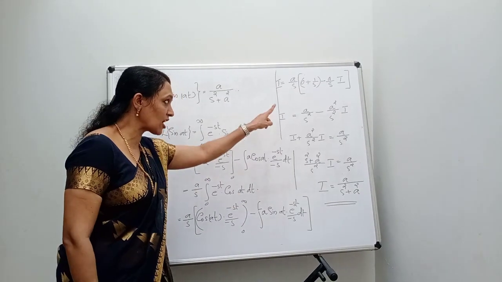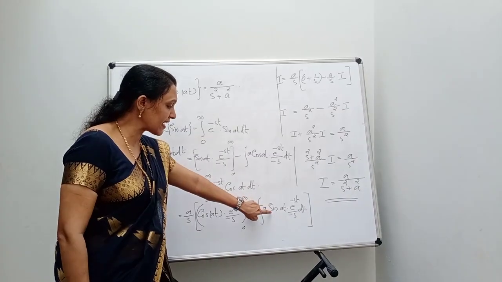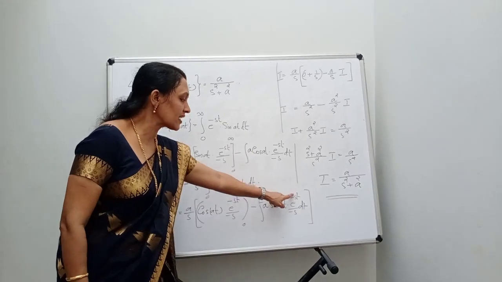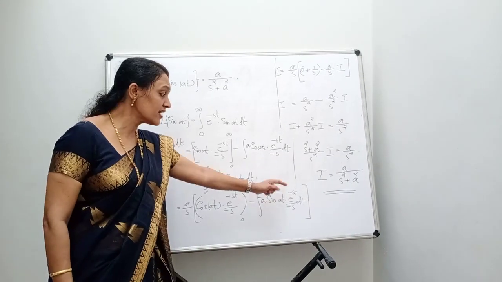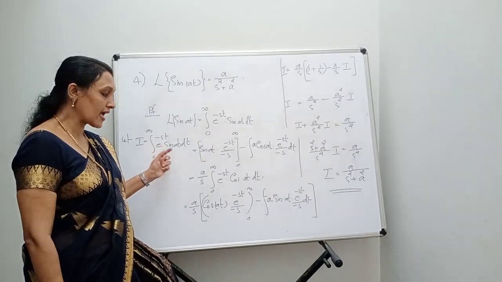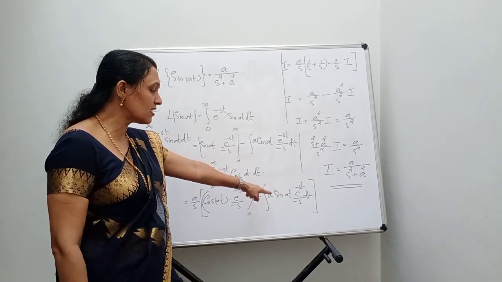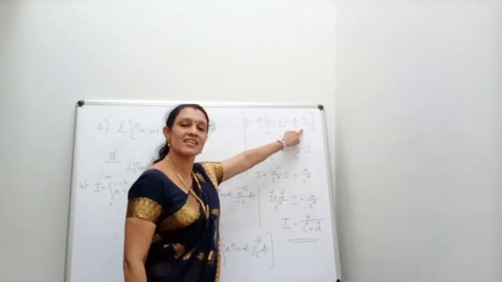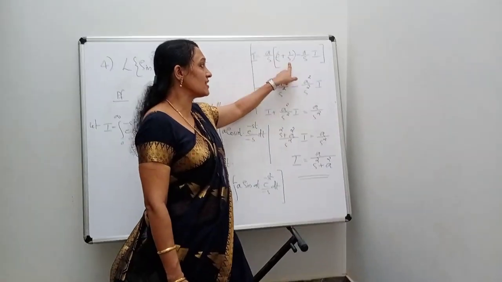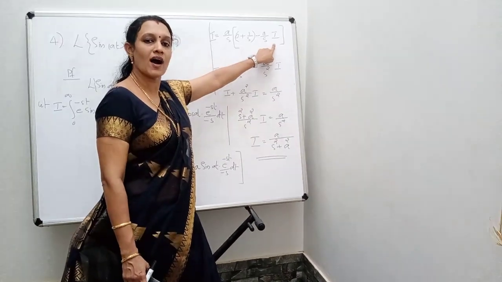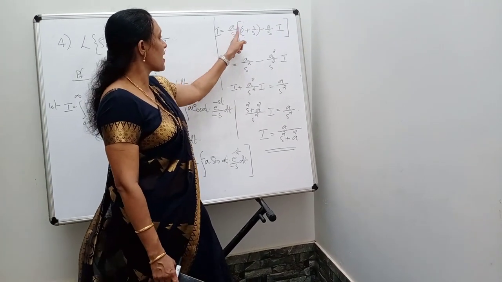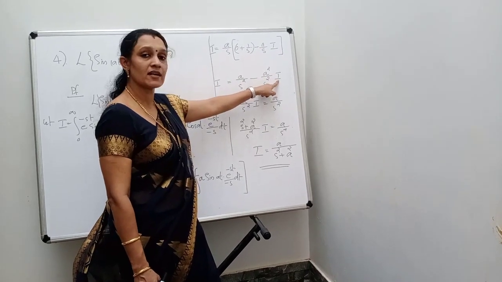A by s can be taken outside. Now look at the remaining term. It is the integral from 0 to infinity of e raised to minus st into sin at dt. Already we assumed e raised to minus st sin at dt as our I, so the remaining term is nothing but I. So a by s into 0 plus 1 by s, minus a by s into I. On multiplying, it is a by s square minus a square by s square I.